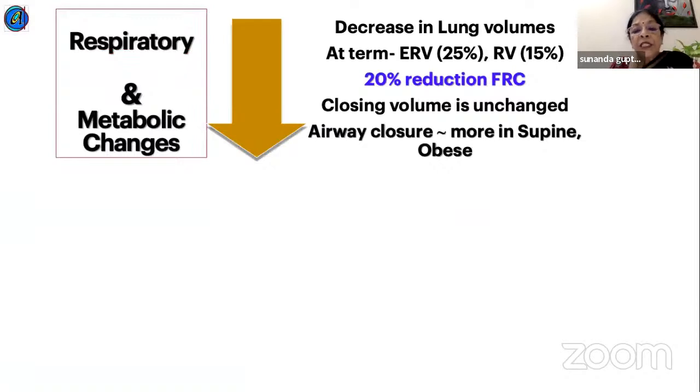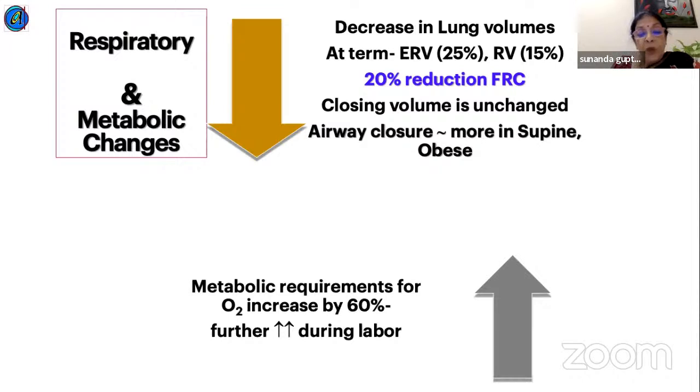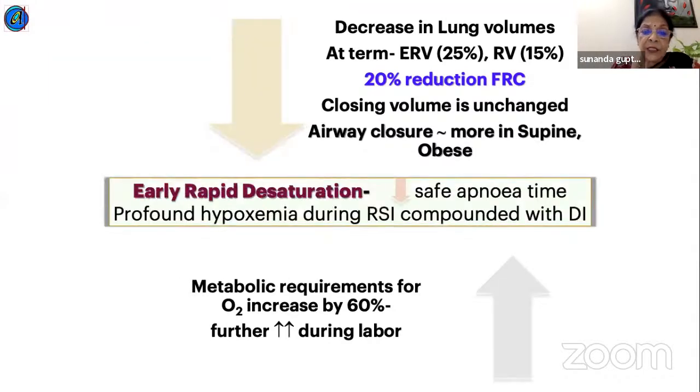Now the respiratory and metabolic changes we talked about earlier: all the volumes are reduced, especially a 20% reduction of the functional residual capacity. The closing volume goes above the functional residual capacity and there are more chances of airway closure, especially in the supine and the obese patients. Metabolic requirements for oxygen increase because of the placenta and the fetus, and especially during labor, it increases further by 60%. So there is early rapid desaturation, and why this is important for us is because the safe apnea time decreases, and there is profound hypoxemia during rapid sequence induction, which is compounded by difficult intubations.